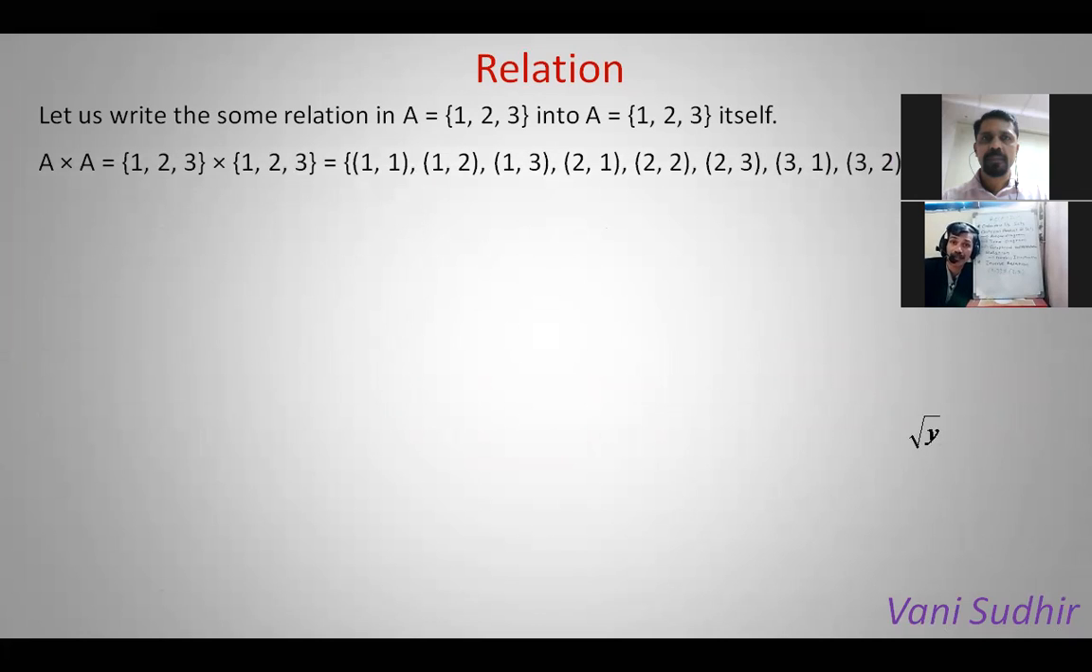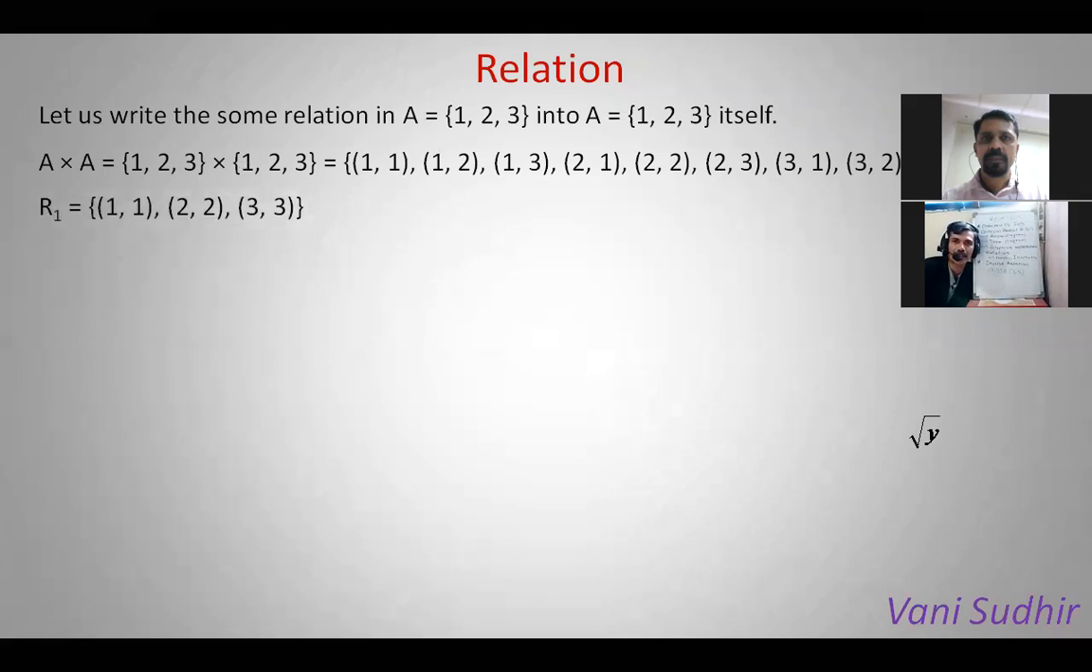First, we have to take the Cartesian product. Cartesian product we already discussed. We have to write all possible ordered pairs. Okay, total how many elements you will get? Here 3, here 3. 3 into 3, 9 ordered pairs you will get. See, Cartesian product is nothing but the set of all ordered pairs.